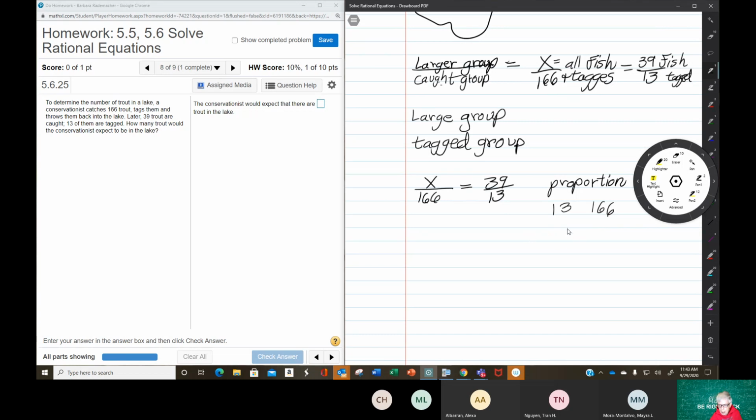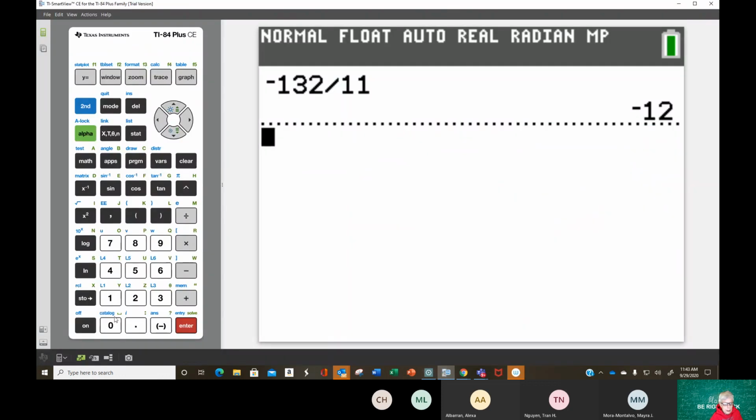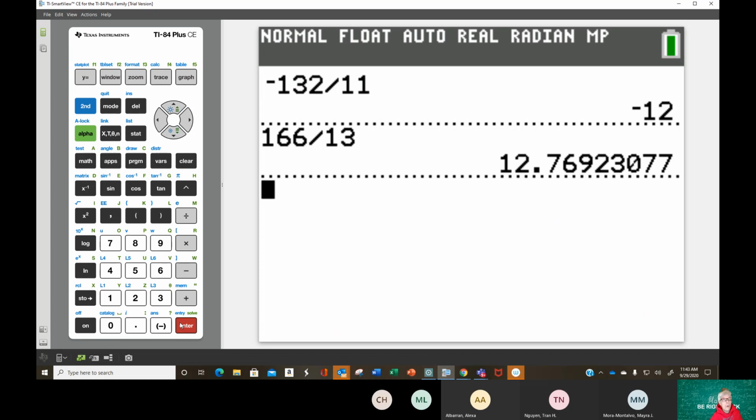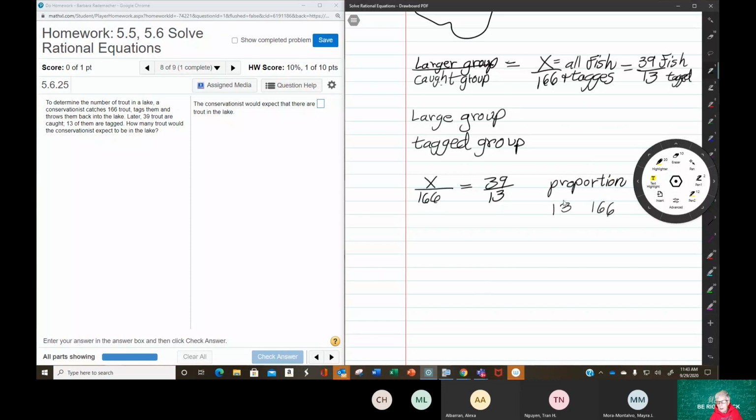I don't know. So I'm going to factor 166. In particular, I don't care about factoring it. I care, does 13 go into 166? I doubt it, but let's see. No, it doesn't go evenly. Okay, so these are two separate numbers. Now, if I actually multiply them, I'm going to get a really big number, so I'm going to be sneaky.